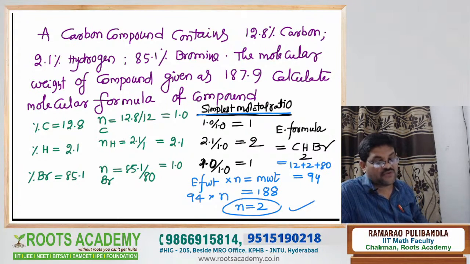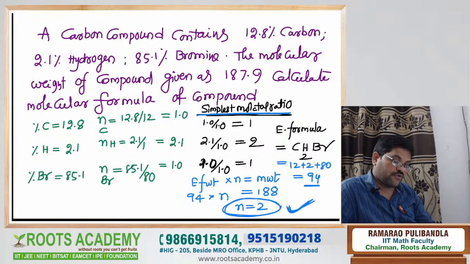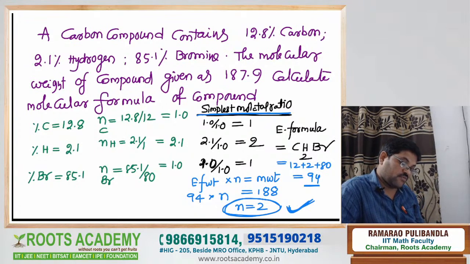Therefore, the empirical formula is CH2Br. So, what is the empirical formula weight? The empirical formula weight is 94. And what is the relation? Empirical formula weight into N is equal to molecular weight. Therefore, N is equal to 2 you got. Understood what I am saying? Clear? Now you want the molecular formula.